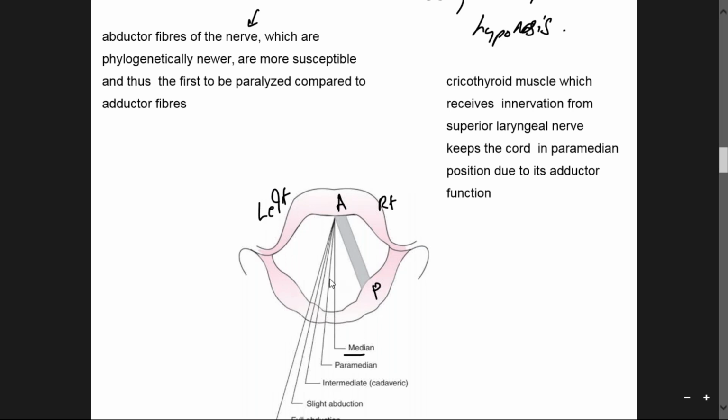So why is it in the median or paramedian position? Both muscles are affected. Why is it only in the adducted position and not in the abducted position? You should get this out. Both are supplied, but only the adducted position results. You remember that there are theories to explain why the cord is in the median and paramedian position in unilateral recurrent laryngeal palsy.